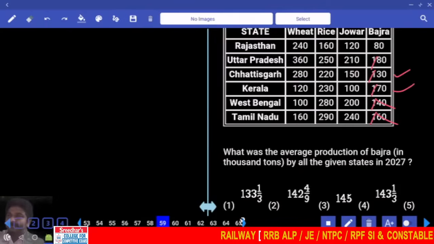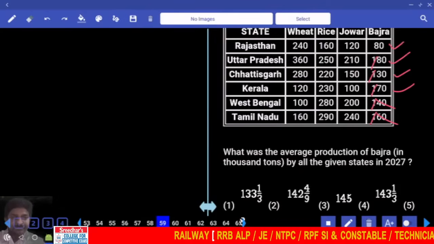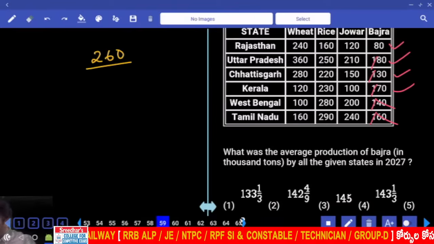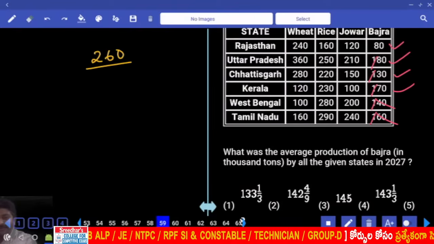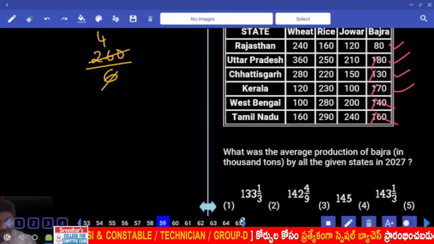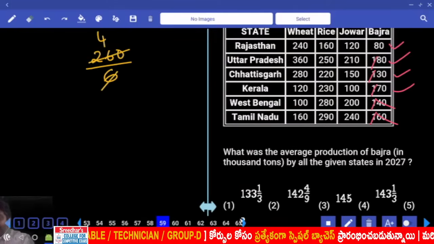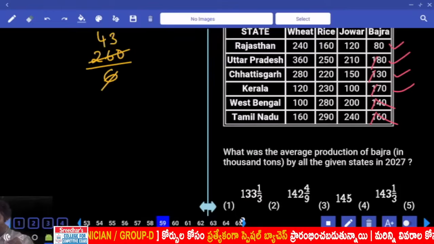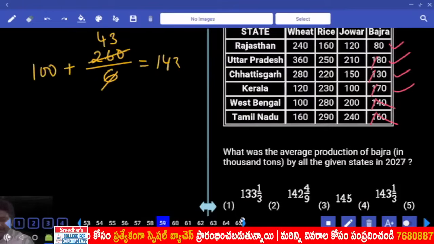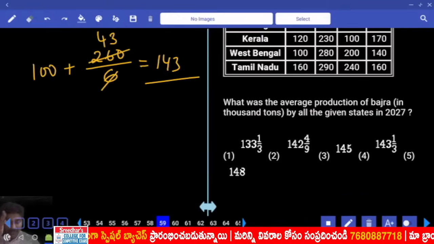Are you okay? Now identify leftover numbers. 70, 30, 80, 80. Total already 100 is there. Extra 260 must be adjusted for 6 states. 6 4 times, 6 3 times. Something. Answer should be 143 something. How many options are there? Only one.